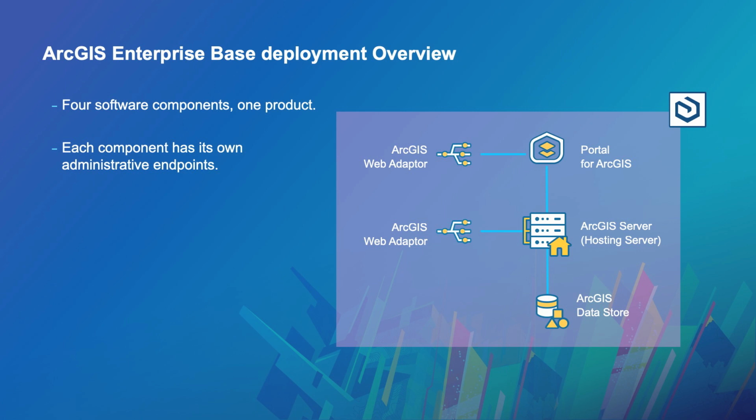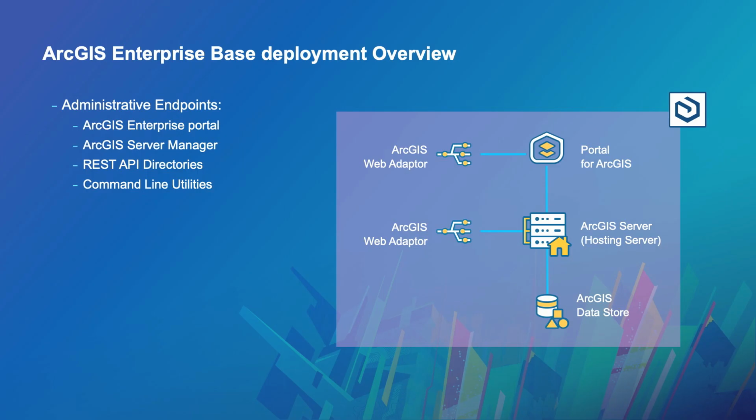This is four software components that are working together as one product, which is ArcGIS Enterprise. These are all vital, and they all have their own administrative endpoints that you as an administrator should be aware of. These administrative endpoints are the ArcGIS Enterprise portal, the ArcGIS Server Manager, the REST API directories, and command line utilities. I'm going to do a brief overview of each of these.